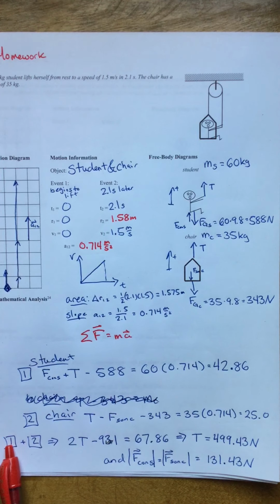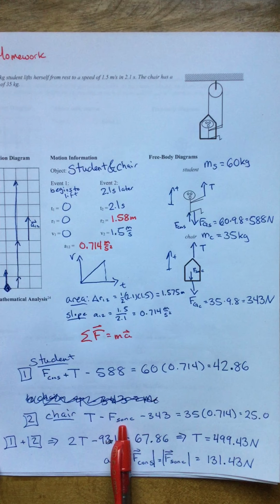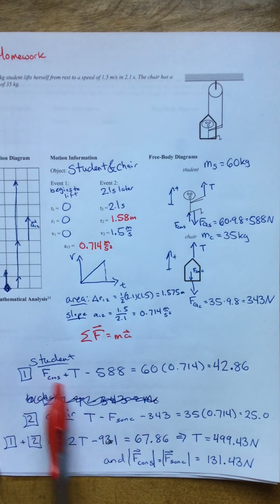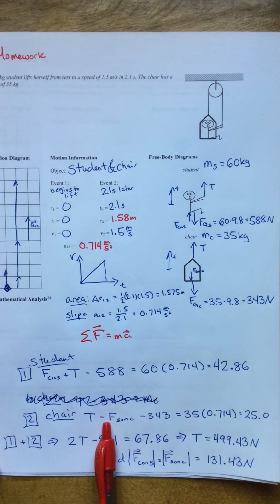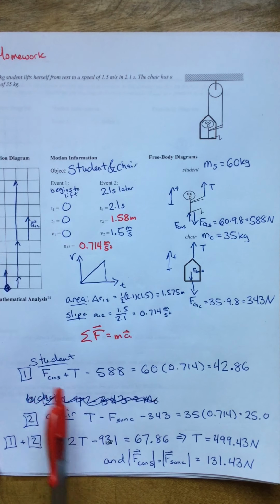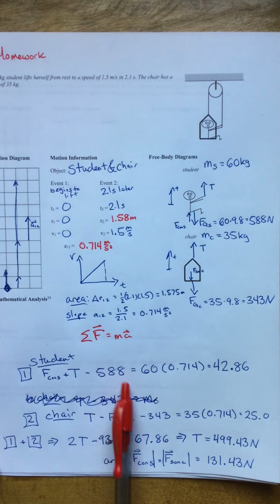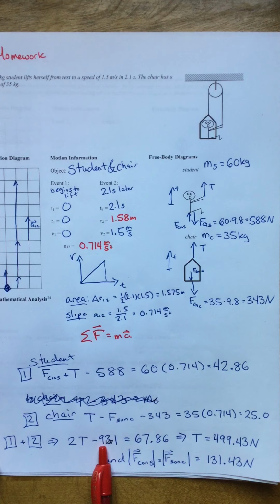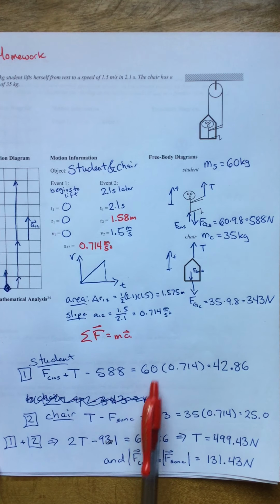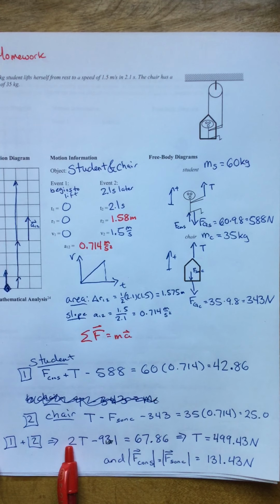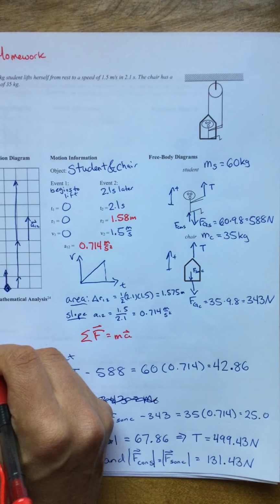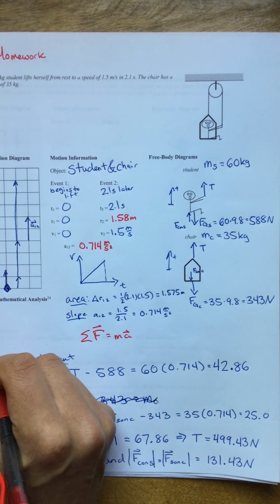Add equation 1 and 2 together, and you get T plus T is 2T, force of chair on student minus force of student on chair. That's the magnitude, because we already included the direction when we put a negative sign here and positive sign here, so those cancel out. Minus 588 minus 343 is minus 931. That is the force of gravity for the student and the chair together. This is the mass times the acceleration for the student and the chair together, because that was this times this. 2T is what you would get if you did the free body diagram for the student and the chair.